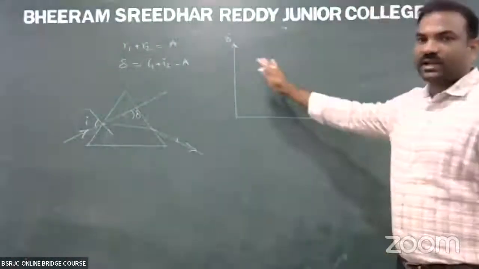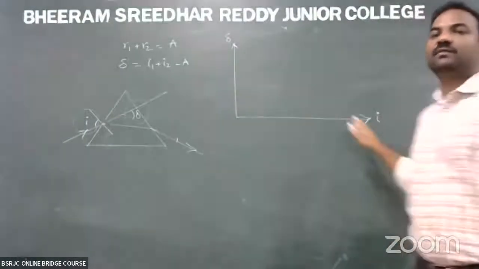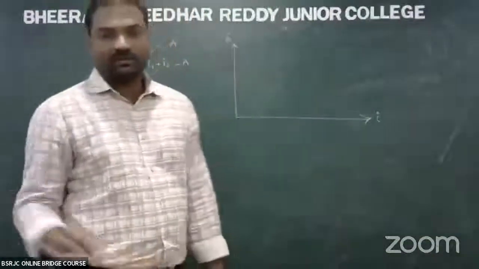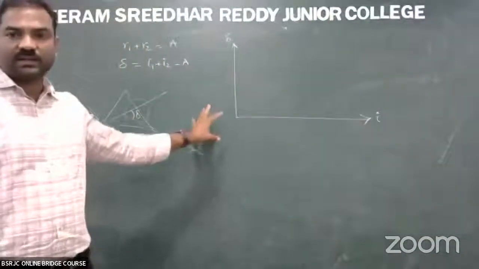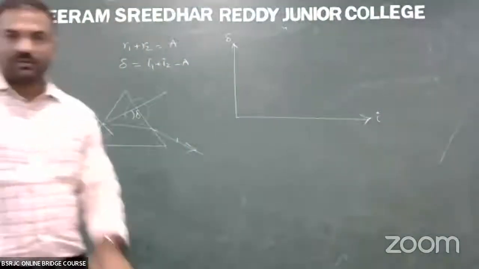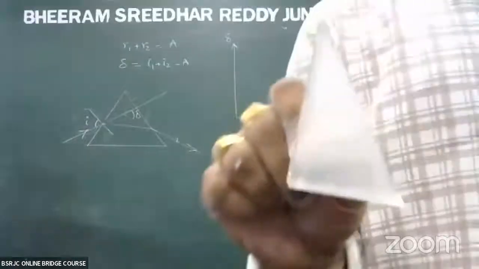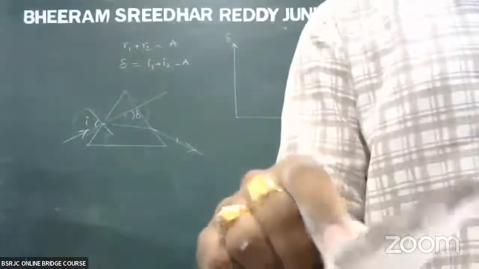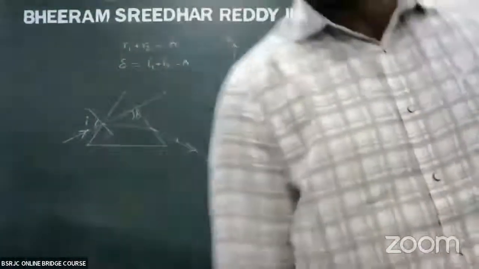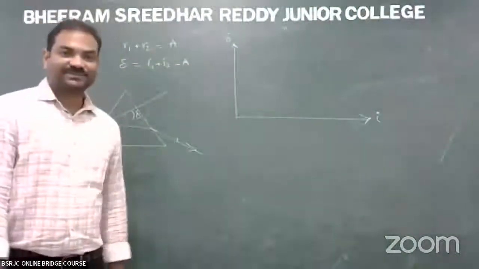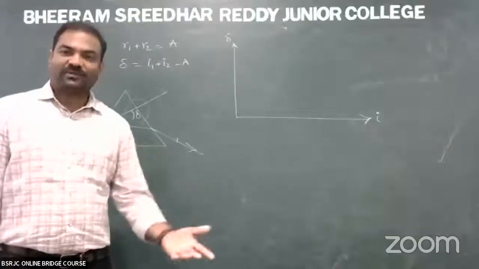Now I want to draw the graph between angle of deviation and angle of incidence. This graph has to be done practically, not theoretically. This is the practical thing. That means I have shown a prism now. Like this, you have to take a prism and different lights with different angles of incidence. Then you will get different angles of deviation. So that you have to calculate.